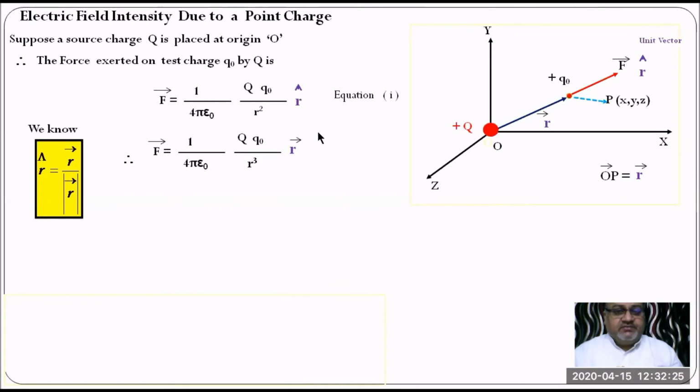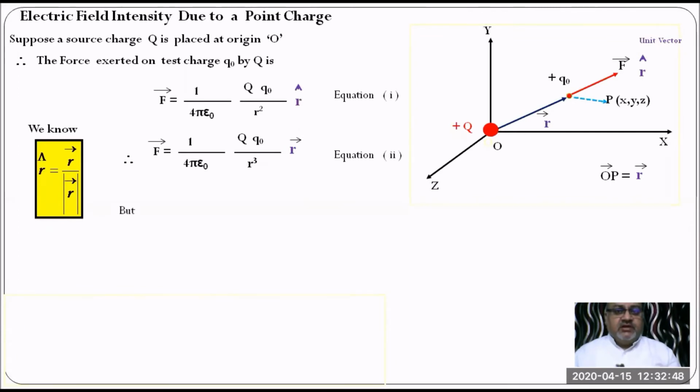This r is a vector, so we have substituted this value in purple color. We are able to see the unit vector. We have substituted this value from this equation. The magnitude of r vector is simply r, so this becomes r cube. This we assign equation number 2.